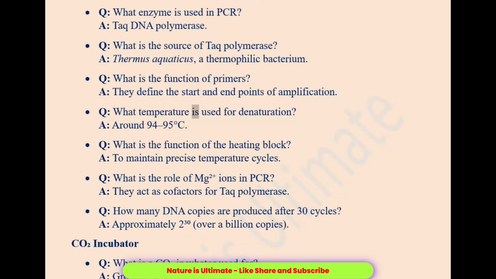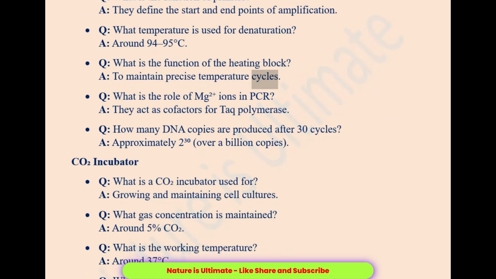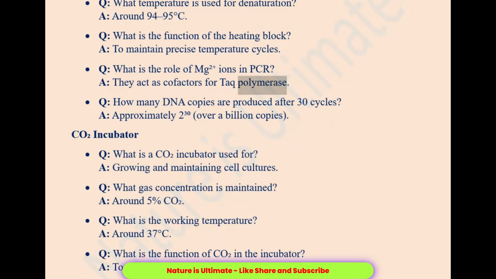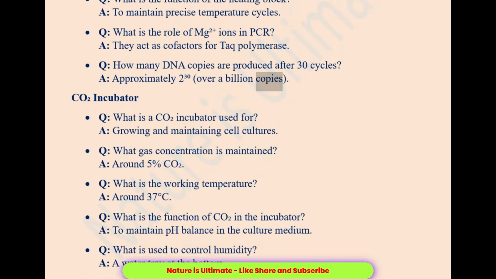Q. What temperature is used for denaturation? A. Around 94 to 95 degrees Celsius. Q. What is the function of the heating block? A. To maintain precise temperature cycles. Q. What is the role of Mg2+ ions in PCR? A. They act as cofactors for Taq polymerase. Q. How many DNA copies are produced after 30 cycles? A. Approximately 2^30, over a billion copies.